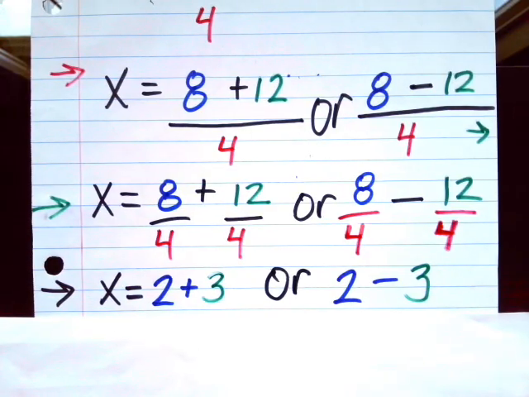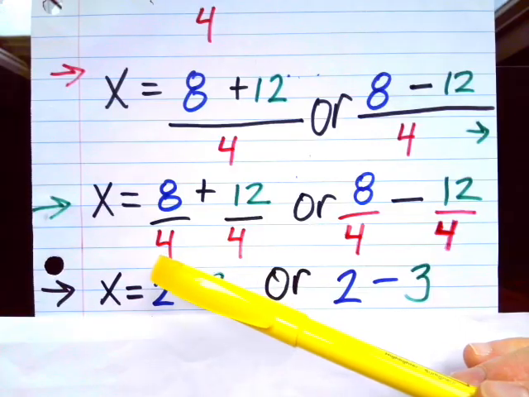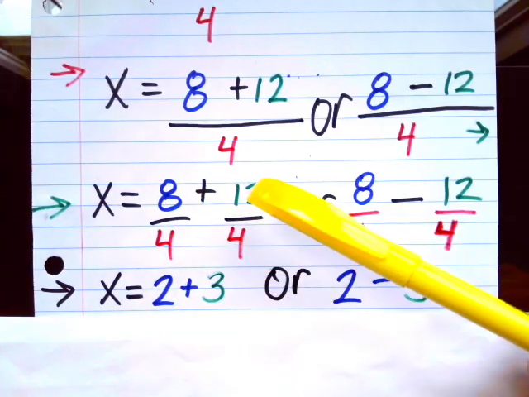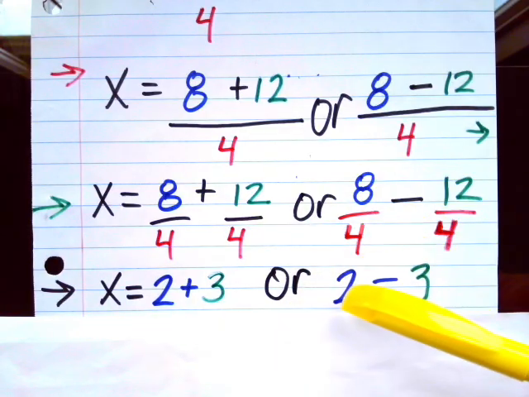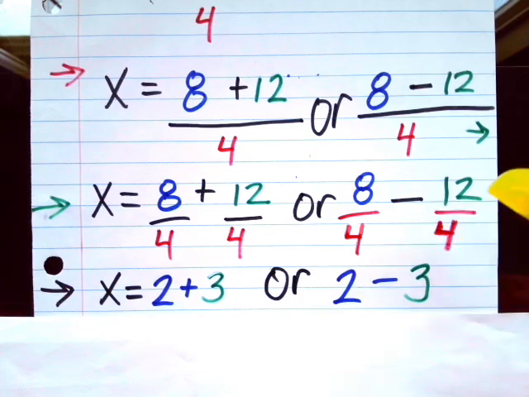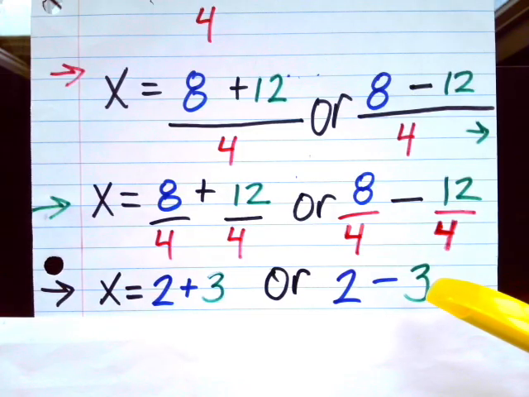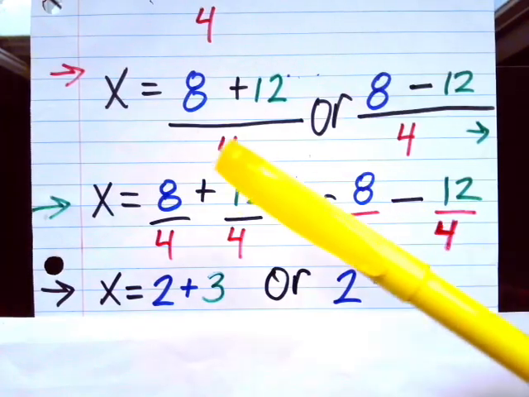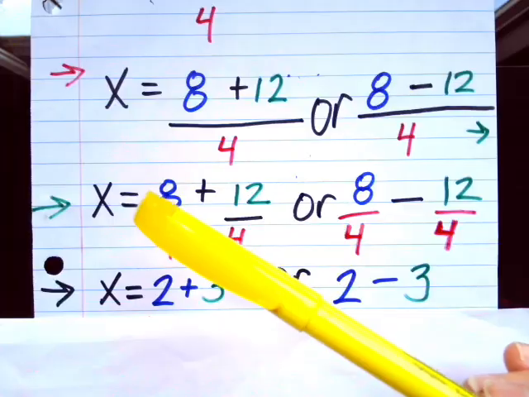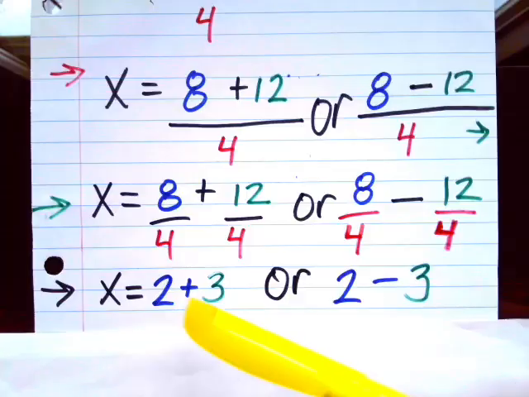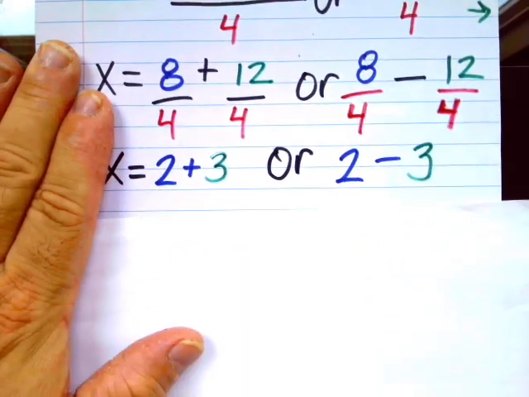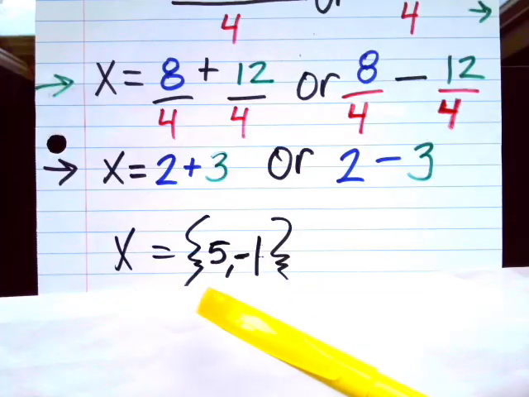So 8 divided by 4 is 2, plus 12 divided by 4 is 3. Or 8 divided by 4 is 2, minus, or we can say that's a negative 12, divided by 4 is negative 3. And so, like I mentioned up here, 20 divided by 4 is 5, or 8 divided by 4 is 2, plus 12 divided by 4 is 3. What's 2 plus 3? It's 5. I'm showing you that here, 5.